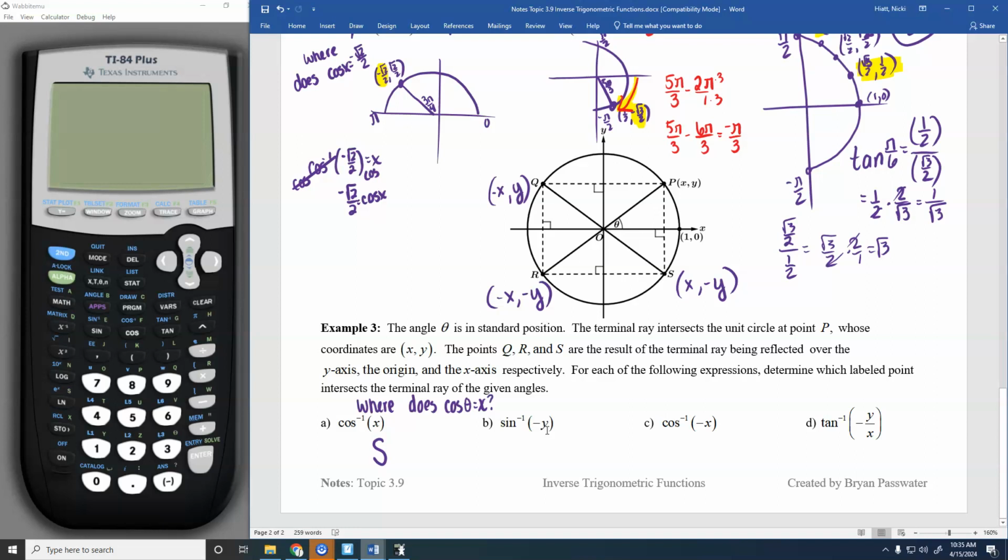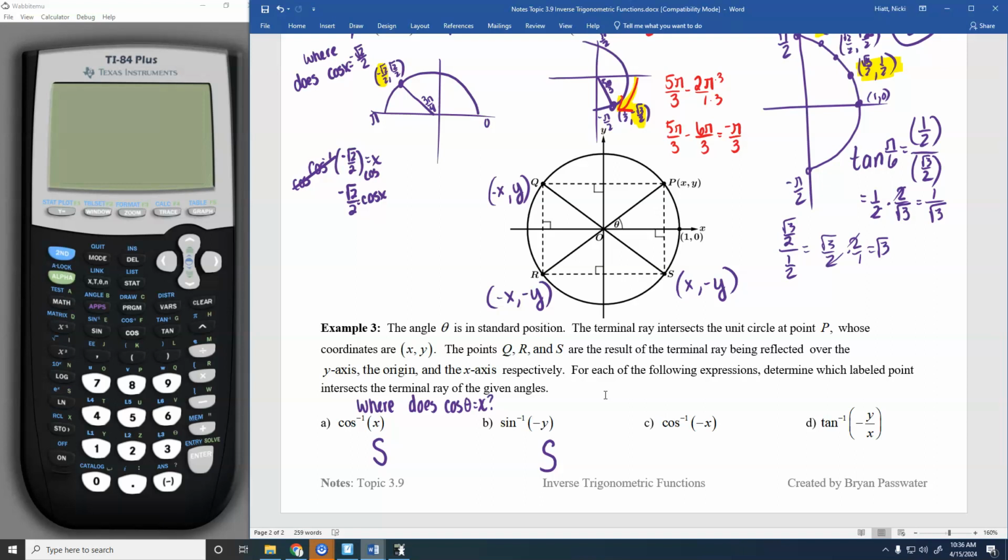All right, where would that be? Okay, S and R, but if we're restricting to our domain for inverse sine, which one should we use? S. Because really, nothing will be in the third quadrant whenever we're doing these problems.